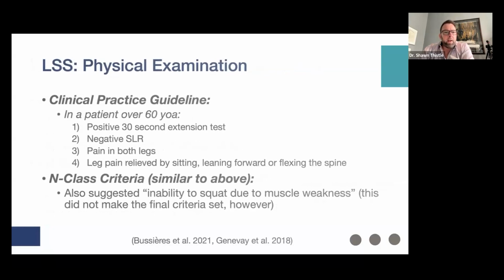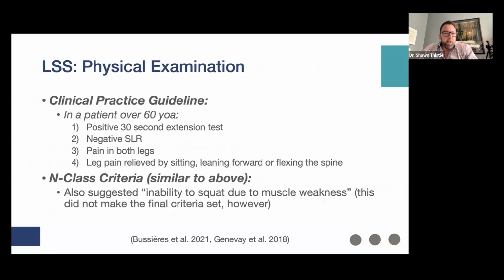From a physical exam perspective, we have some clinical guideline recommendations. Again, you're looking at patients over 55, 60, 65 years of age for this. A positive 30-second extension test is simply getting them to extend in a standing position to see if you can provoke some of their leg symptomatology. Negative SLR, although I will say in my experience, some lumbar spinal stenosis patients have a semi-positive SLR, something that might mimic nerve root tension. But for us, as a differential diagnostic exercise, most disc herniation patients are a bit younger than 60, 65. So that's one of the differentiating factors.